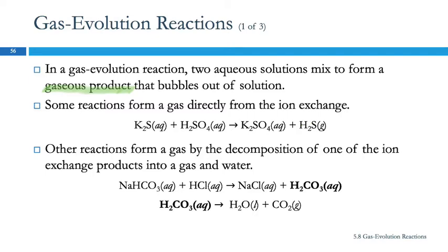Other times, we're going to get a compound form that decomposes. So here, sodium hydrogen carbonate, that's baking soda, reacting with hydrochloric acid, will form sodium chloride and H2CO3, which is carbonic acid. And then we need to remember carbonic acid is not stable. It's going to decompose quite quickly into water and CO2. We should recognize CO2 as a gas.